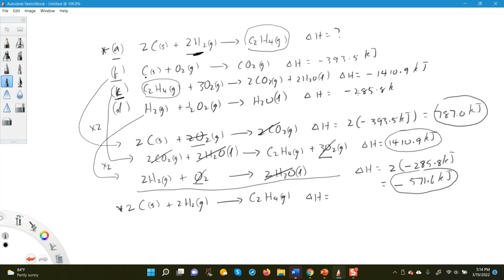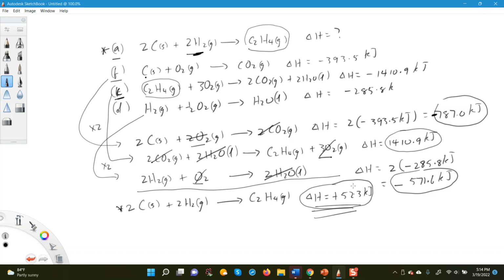Very important. I just realized that I missed a negative sign right here. Very important. So you see, you can miss a minor detail and that results in your answer being wrong. So let me do this again. It's minus 787.0 plus 1410.9 minus 571.6, and the answer I got is positive 52.3 kilojoules as the final answer to this question.